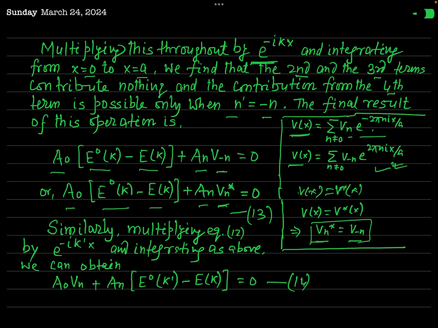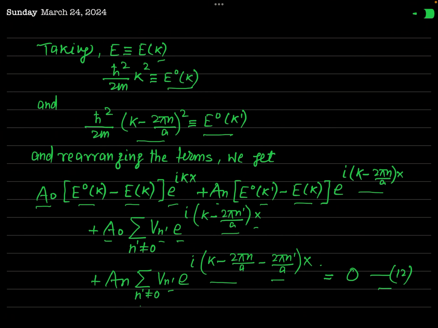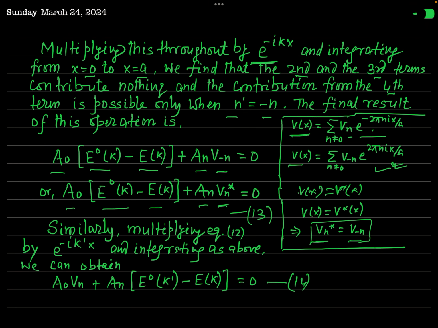Now, in a similar manner, as I have told you, you have to multiply this equation 12 by the factor e to the power minus ikx, and then we integrate it between x equal to 0 and x equal to a. In a similar manner, if that very equation is multiplied by e to the power minus ik dashed x instead of ikx and integrated in the same manner, then we get a result just like this 13. And what result will that be? You can see that is a naught Vn plus an times e naught of k dashed minus E of k equal to 0.